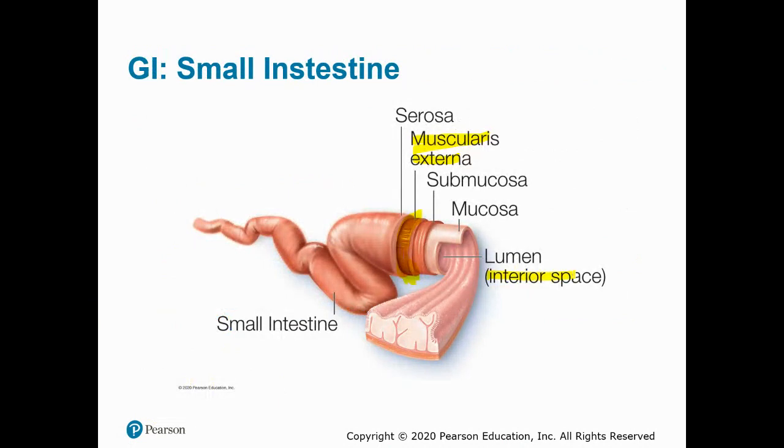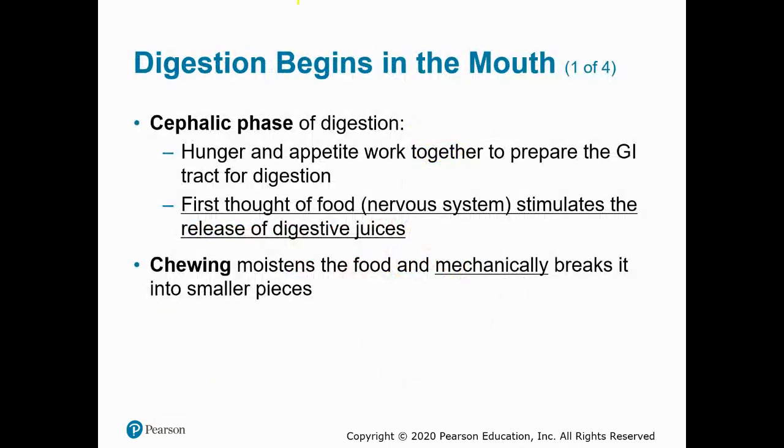So the lumen is the interior open space. Then you have the mucosal layer, which is that inner layer. Then submucosa, where the nerve endings come in. Muscularis externa, and then serosa. Okay, so now we're going to go through each organ.